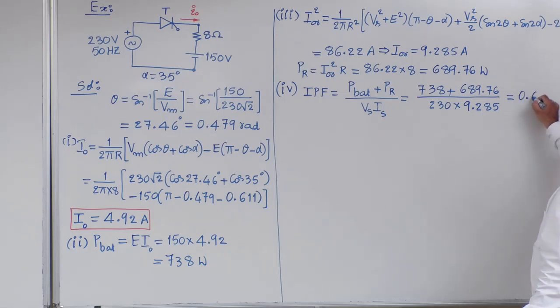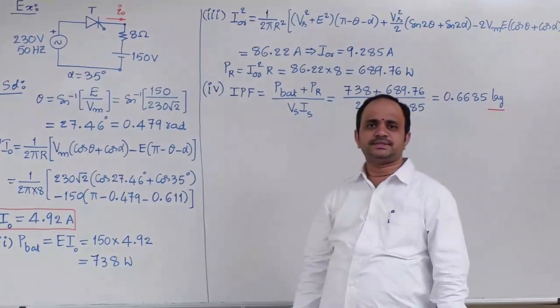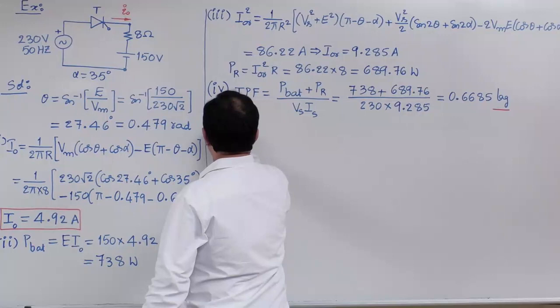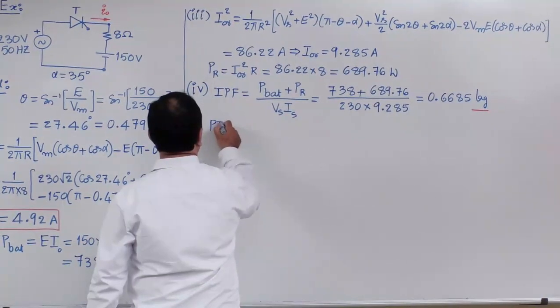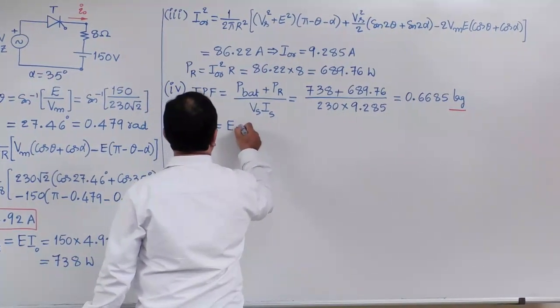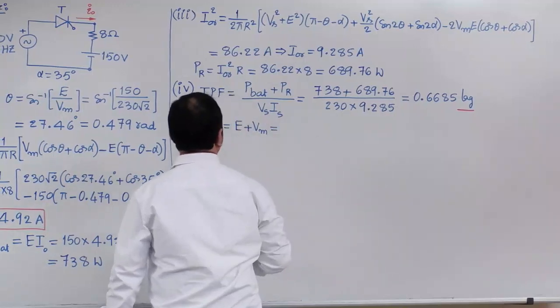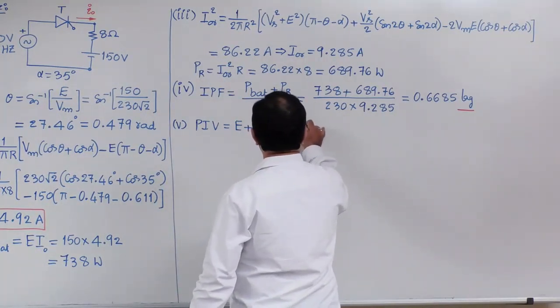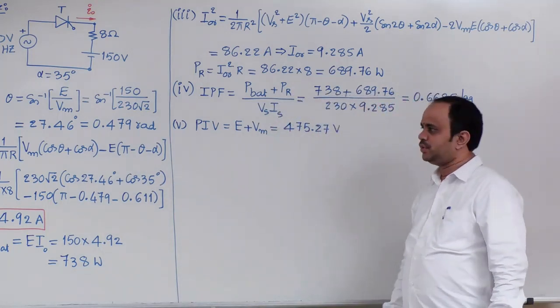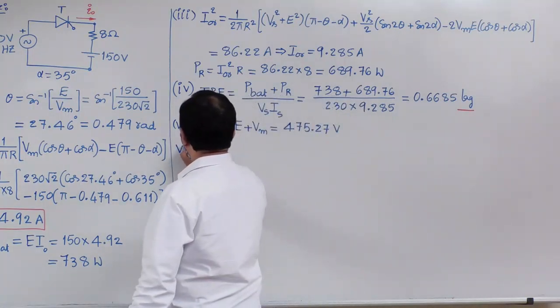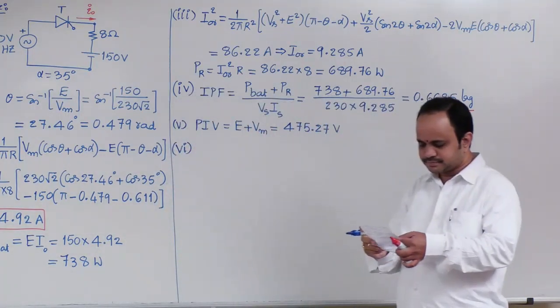This value I got 0.6685 lagging. Just like mentioned in the previous question, power factor of rectifier circuit is always lagging. Next, fifth question, that is peak inverse voltage rating, PIV, is equal to E plus Vm. So this value I have 475.27 volt.